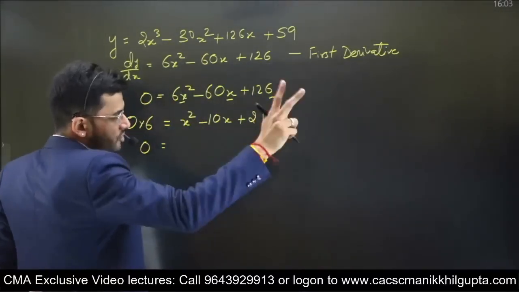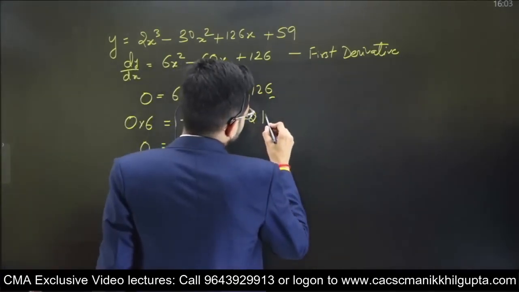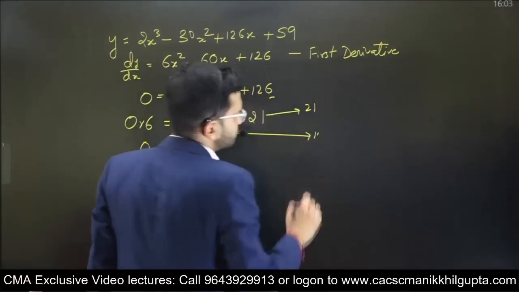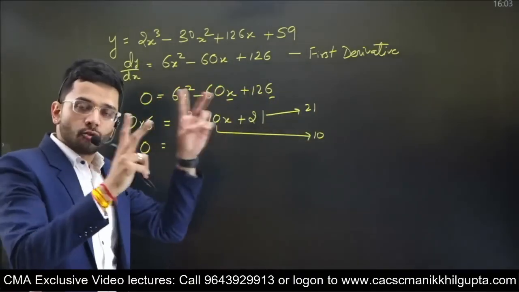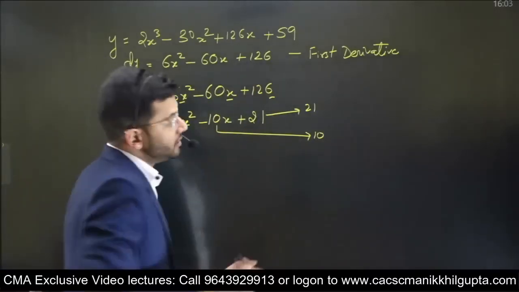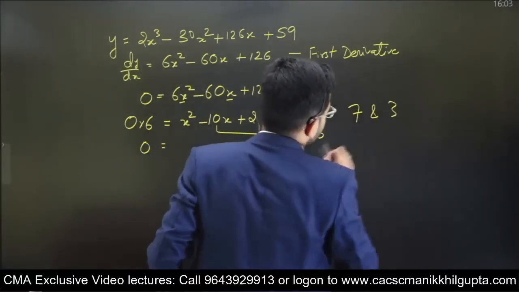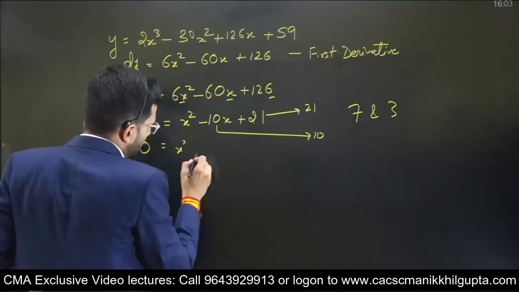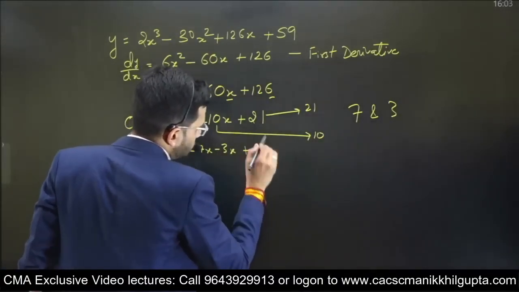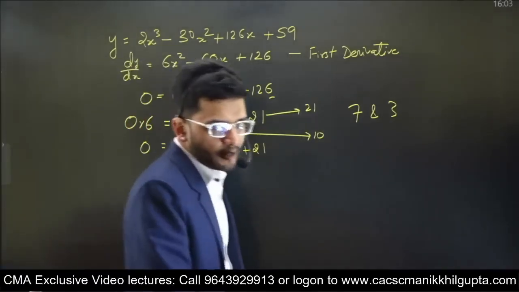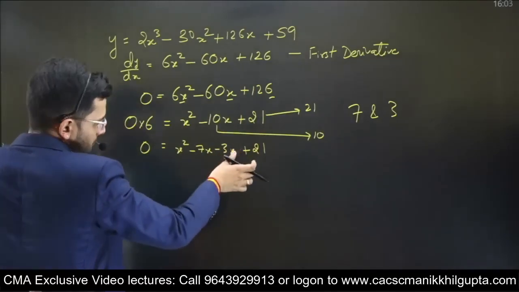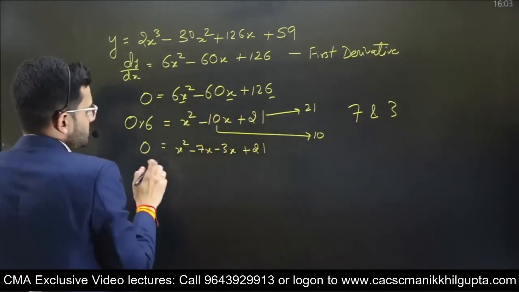I need 2 digits, multiplication of which should be 21, and sum of which should be 10. I need 2 numerical digits, multiplication of which should be 21, and sum should be 10. The 2 digits will be 7 and 3. So x square minus 7x minus 3x plus 21. 7 threes are 21. So I'll split 10 into 2 parts, minus 7 and minus 3: minus 7x minus 3x. Total is minus 10x.